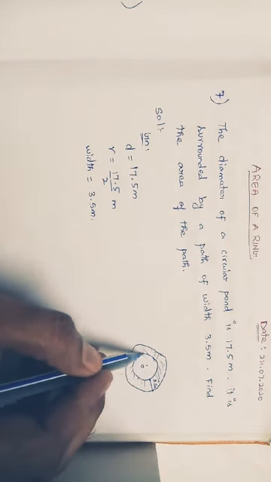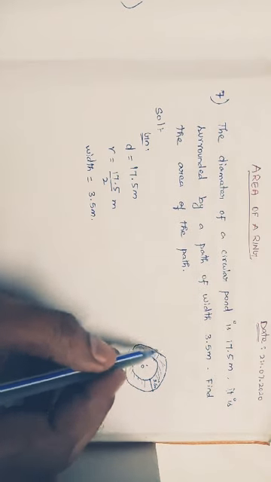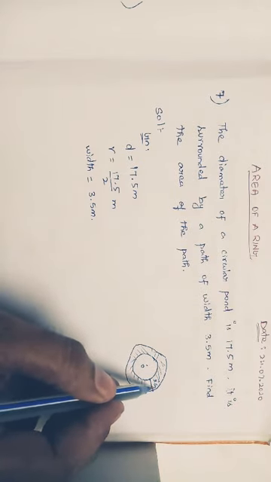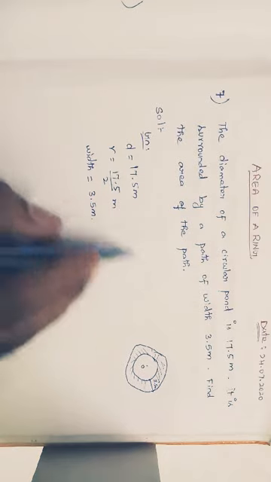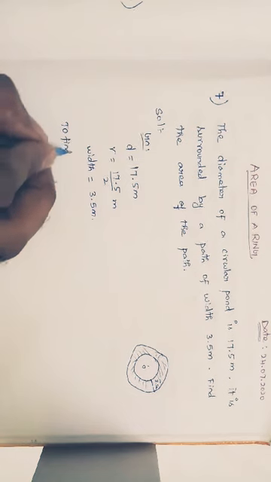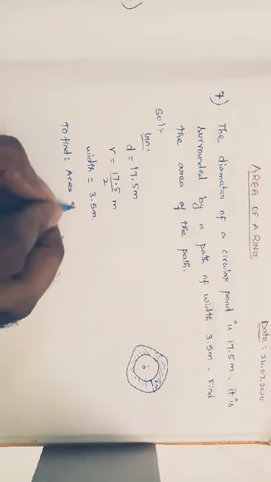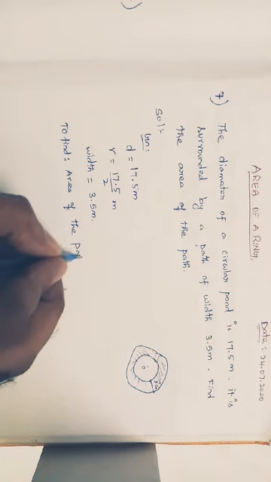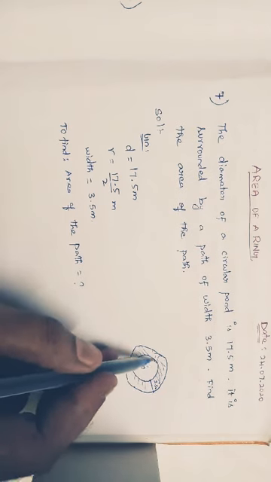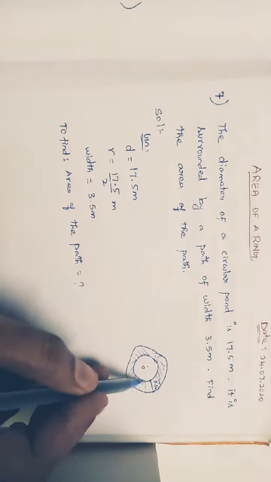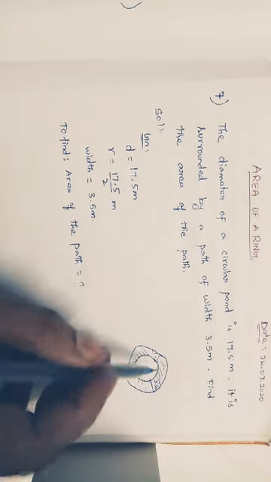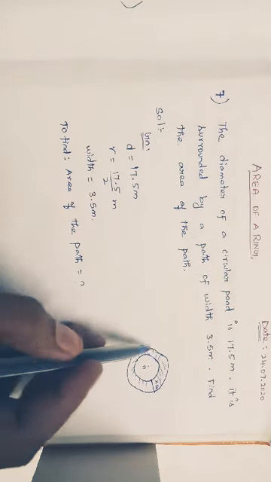The circular pond is surrounded by, enclosed by a path of width 3.5 meter. Next, find the area of the path. Here area of the path is nothing but a ring. This is the smaller circle and this is the bigger circle. The area in between the two circles is nothing but the area of a ring.